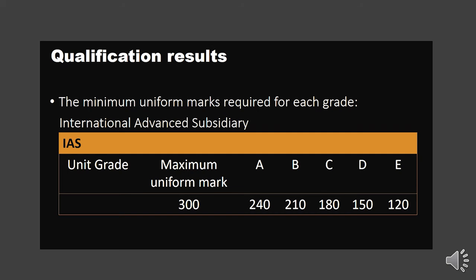Your IAS does not have A star. It is only up to A grade. So in order to get an A grade in total for your IAS qualification, you need to get 240 marks and above. Okay, let's see about IAL.